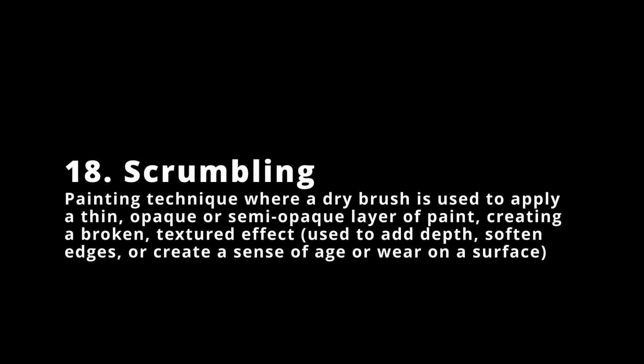Number 18, scumbling, a painting technique where a dry brush is used to apply a thin, opaque or semi-opaque layer of paint, creating a broken, textured effect used to add depth, soften edges, or create a sense of age or wear on the surface. Number 19, slab chop, a viral painting method that combines zenithal priming, dry brushing, and contrast style paints for fast, high contrast results.